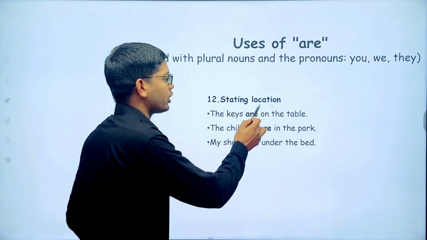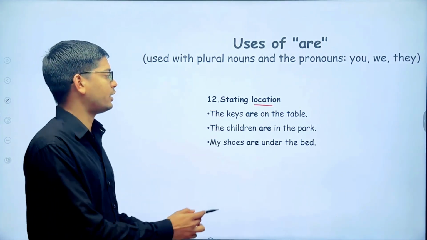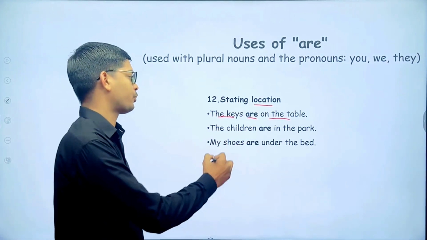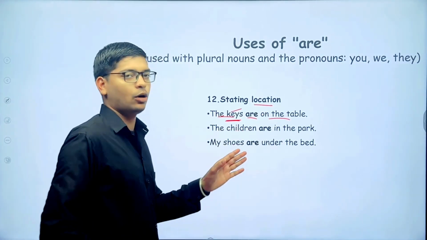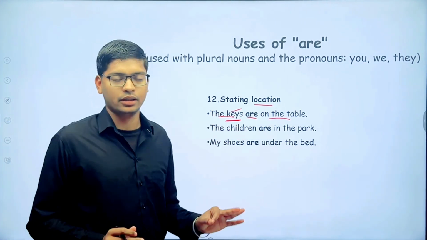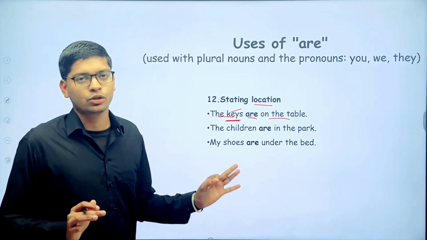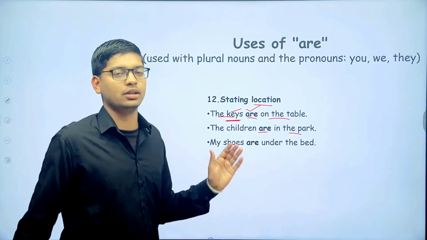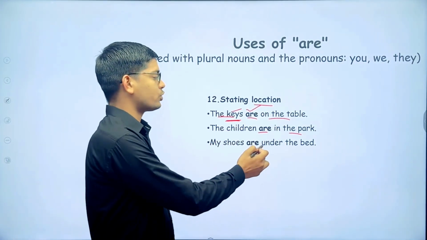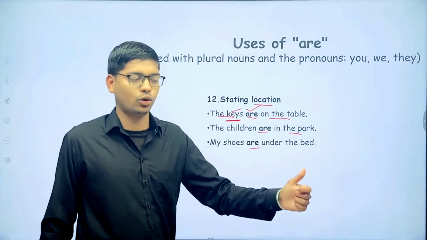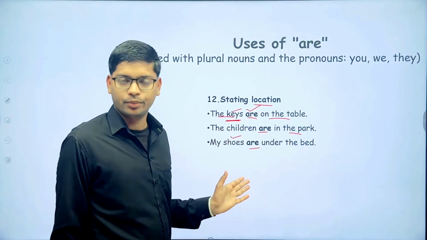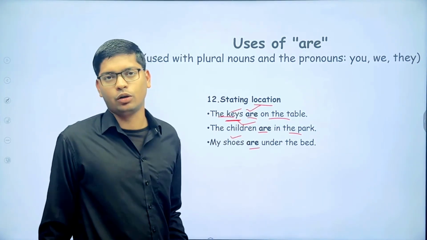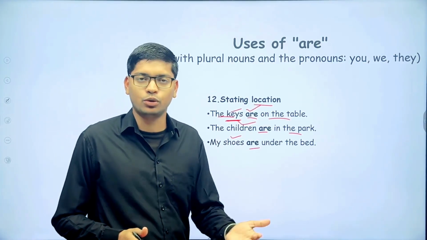Next use, stating location, similar to is. So the keys are on the table. But if I talk about is, we have to make this noun singular. But here keys is a plural noun, so we have to use are. So the children are in the park. My shoes are under the bed. Shoes is a plural noun here, children is a plural noun here. For plural pronouns and plural nouns, we have to use are.